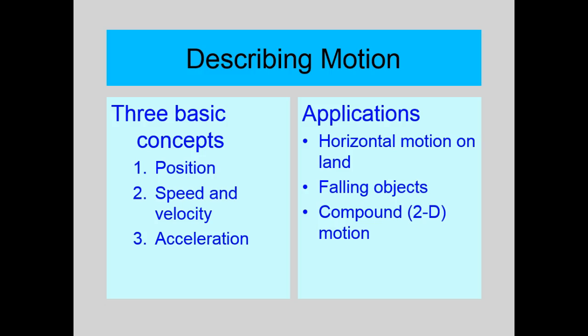Okay? Now, we'll have three applications of these. The first application will be horizontal motion. It says on land. And it says horizontal motion. Actually, we're going to do motion in one dimension. It won't be horizontal, but it'll be only in one dimension. Okay? Then we'll do falling objects, which again is one dimension, but now it's definitely vertical. Okay? And then the third is compound motion. That's in two dimensions. Okay? Movement this way and that way, horizontal and vertical.